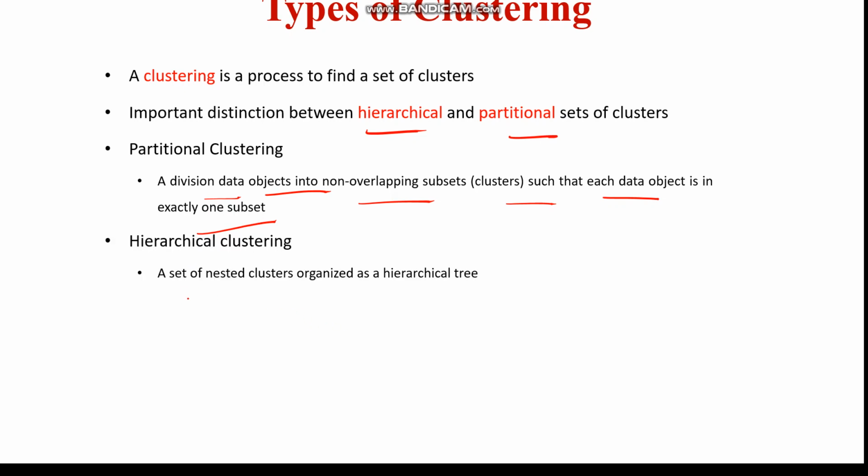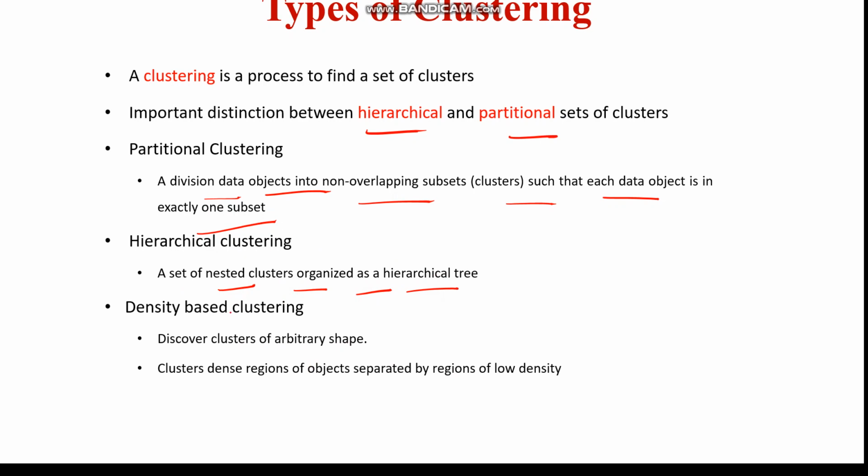Hierarchical clustering has a tree-like structure where we form a dendrogram. A set of nested clusters organized as a hierarchical tree is known as hierarchical clustering. We also have density based clusters, which discover clusters of arbitrary shape, so we are able to form different types of shapes. In density based clustering, dense regions of objects are separated by regions of low density.